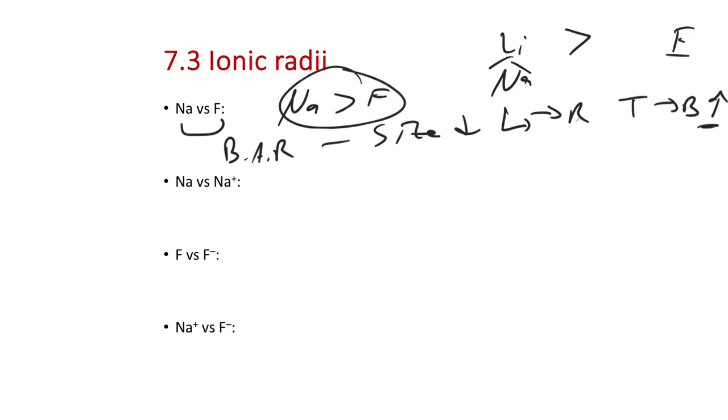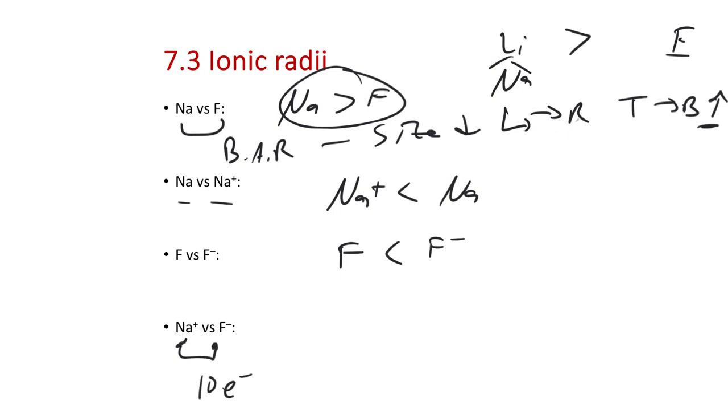Okay? If we're comparing sodium to sodium plus, remove the electron, of course sodium plus is smaller. Fluorine, add the electron, the F minus goes bigger. And then when we compare the two, they both have 10 electrons. And so then we're looking at the Z's. Sodium's element 11, fluorine's element 9, so 9 protons for 10 electrons for F minus. So F minus is bigger than sodium plus.